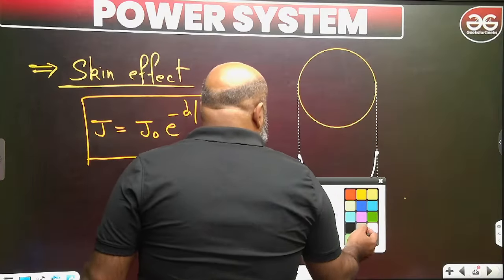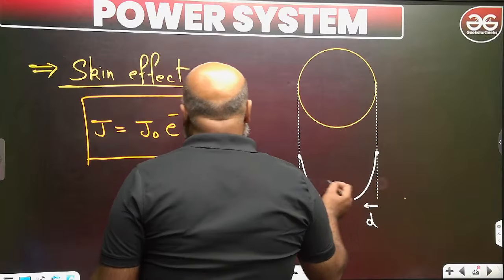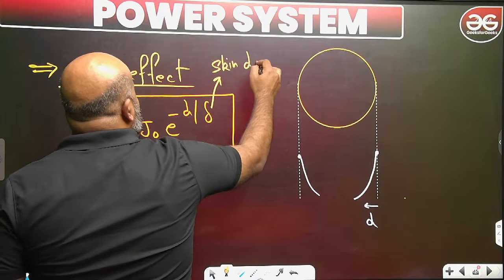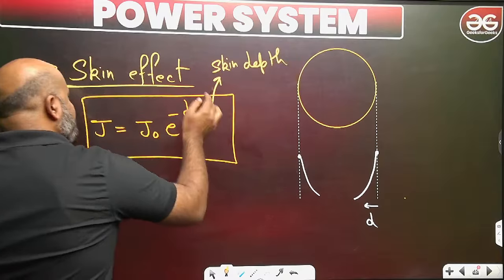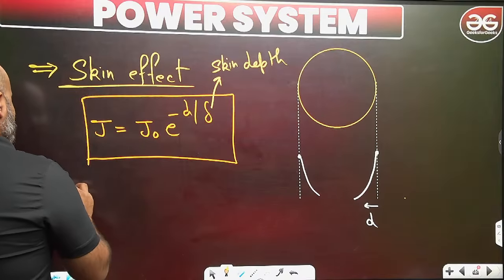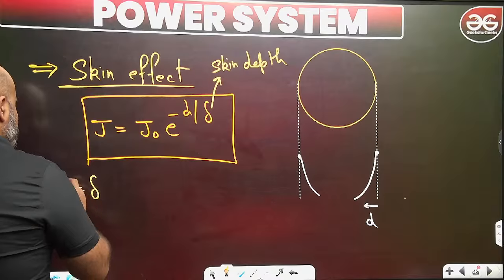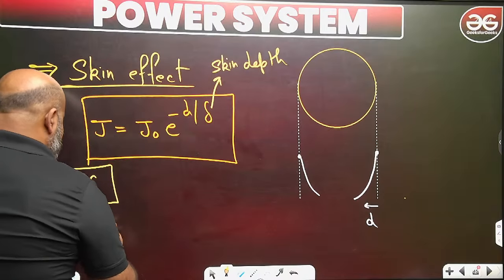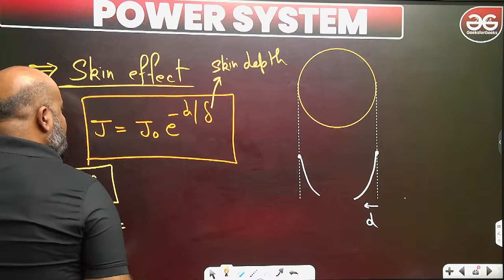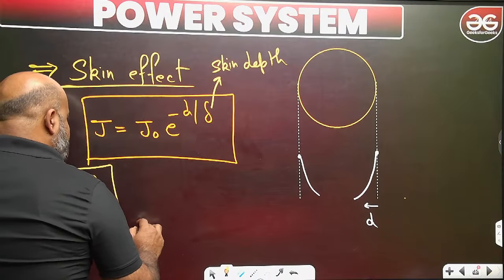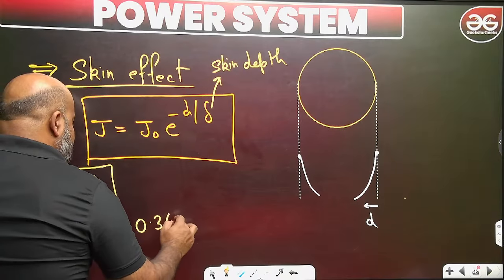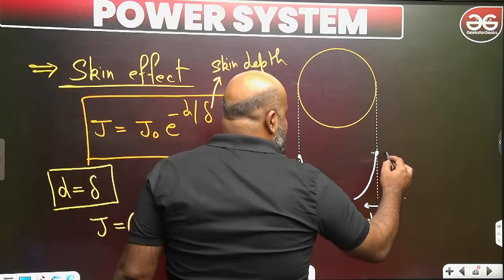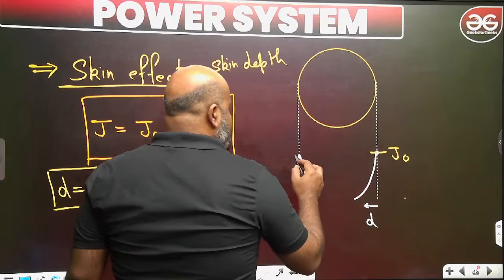So if you see how I am defining this, this is called skin depth. How I am defining this skin depth? If d is equal to del, what is going to happen? If d is equal to del, then J becomes 0.367 times J naught. This is J naught.